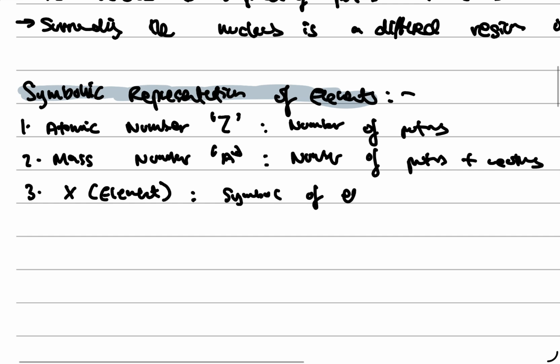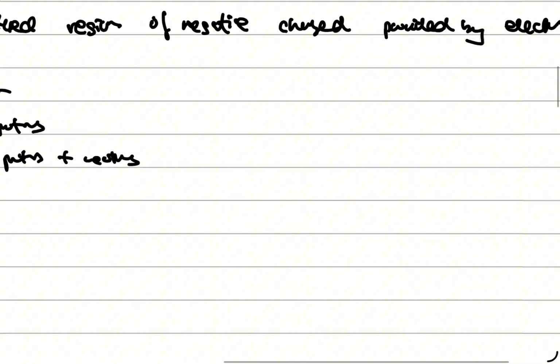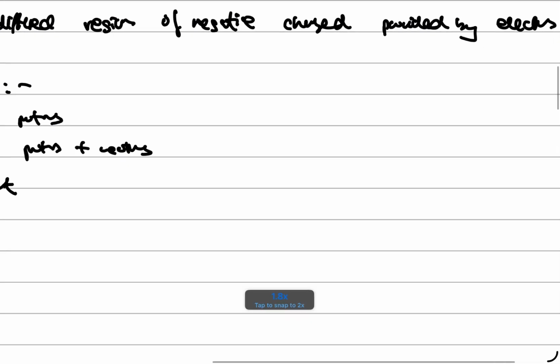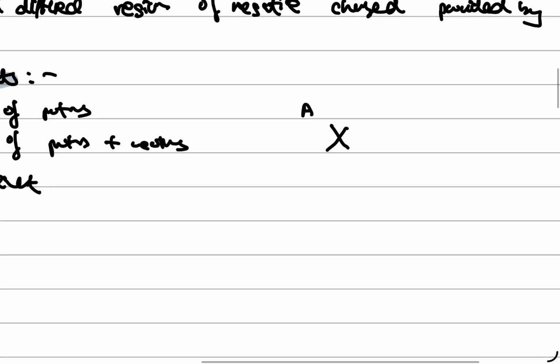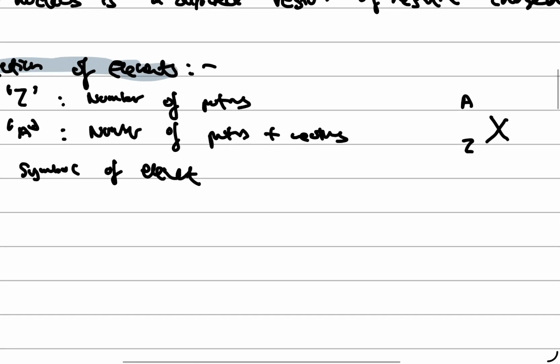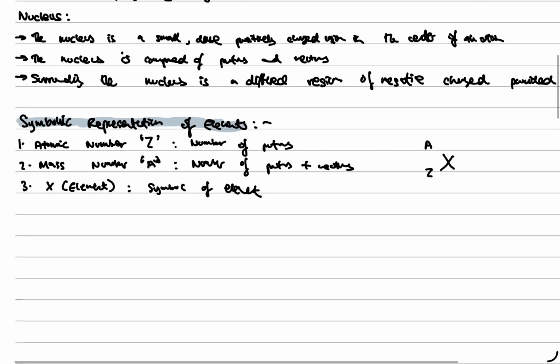And when we typically write this, let's say this is an element, any element, X, for example. And let's say it's A, as we said, that's the mass number, so that's the protons and the neutrons. And then it's Z over here, which is only the number of protons. So that's how you represent elements based on the number of protons and neutrons.